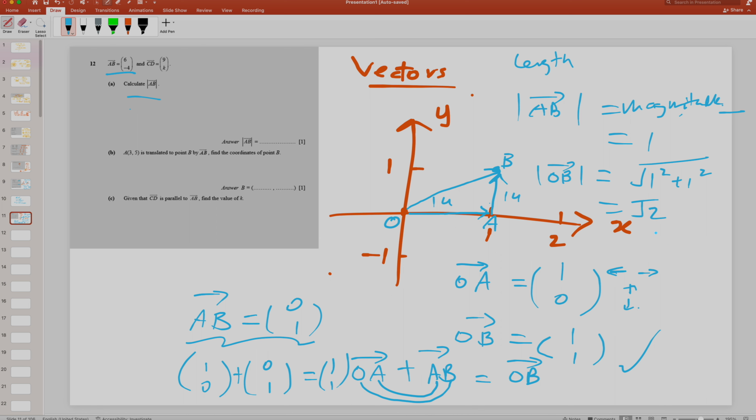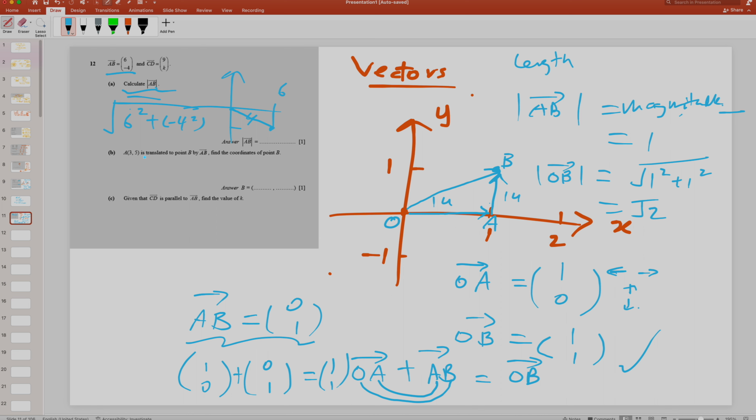Similarly, your AB here is 6 and negative 4, so it's somewhere here. How to find the length of this? It's Pythagoras theorem. So it's 6 square plus negative 4 square, then you square root this. That will give you the magnitude of this. Magnitude has no minus, only positive.